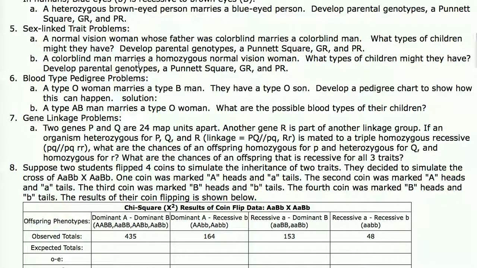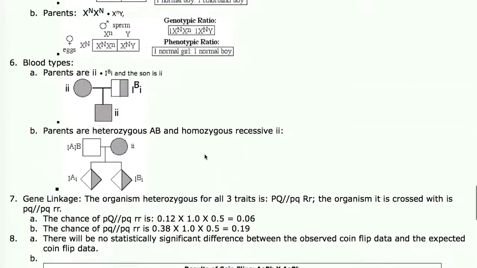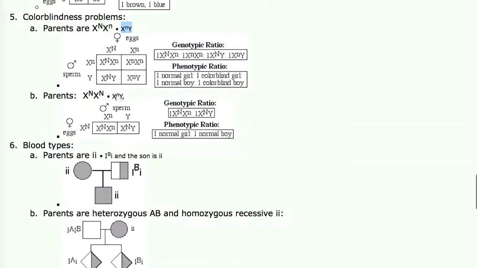A colorblind man marries a homozygous normal vision woman. What's going to happen in their family? So here's the colorblind man. Here's his normal vision bride. She can only make one kind of egg. He can make two different kinds of sperm. So there's his sperm. Here's her egg. The ratios in the offspring are 1 to 1. Daughters are going to have normal vision. Sons are going to have normal vision. One normal girl, one normal boy. One X big N, X little n, one X big N, Y.